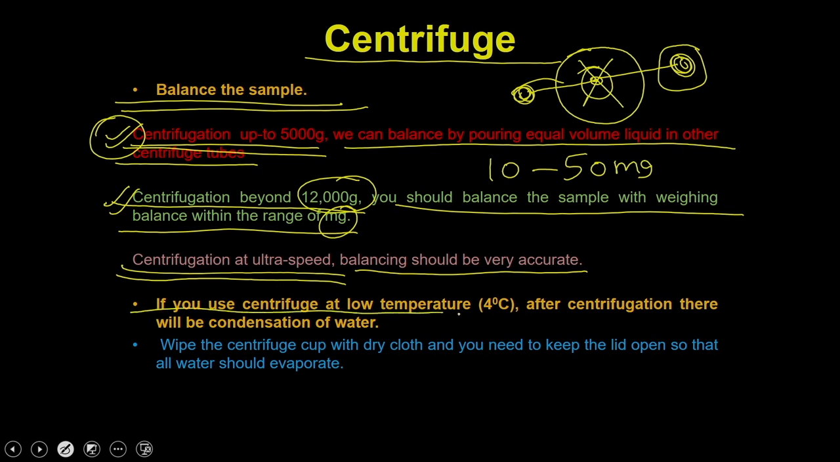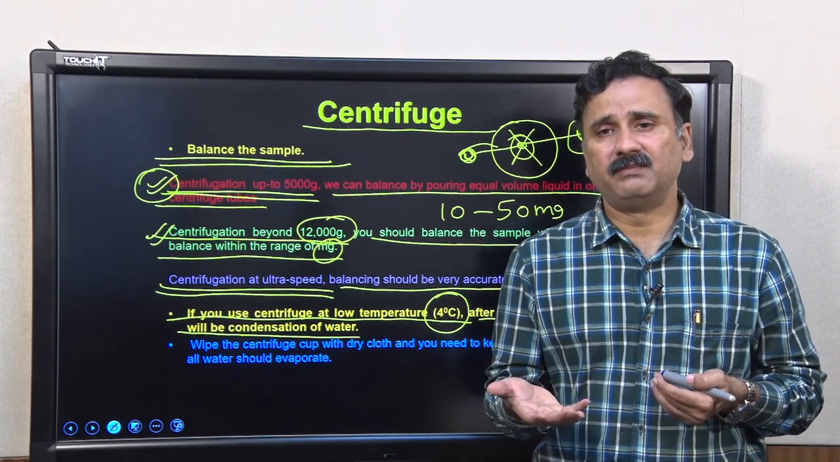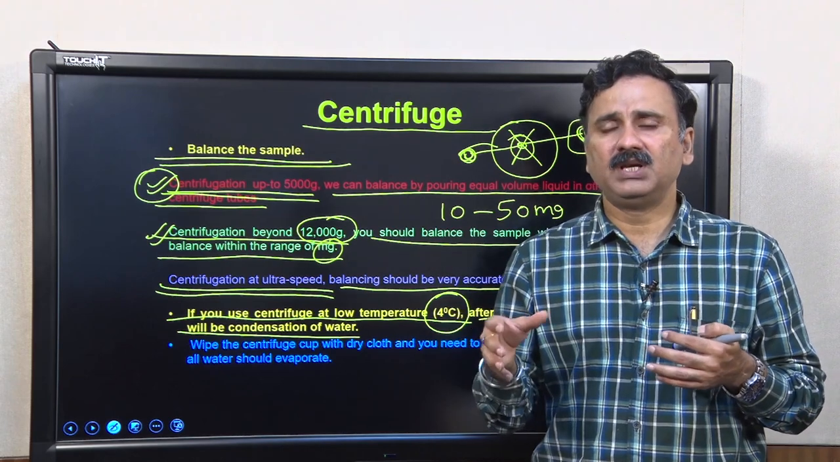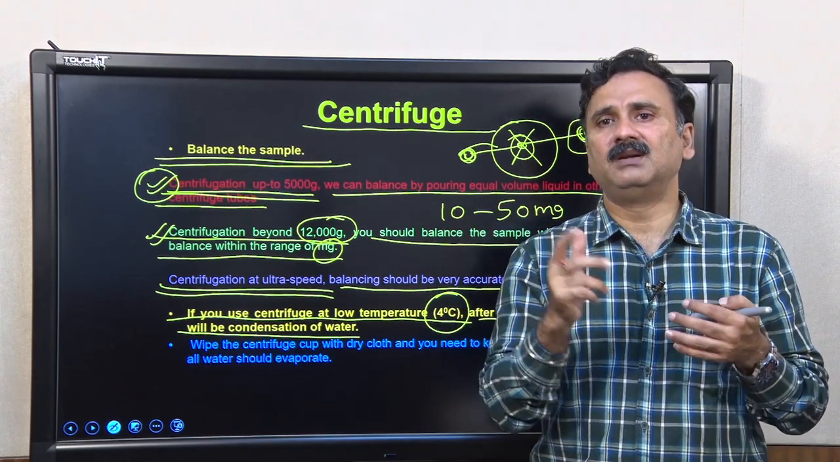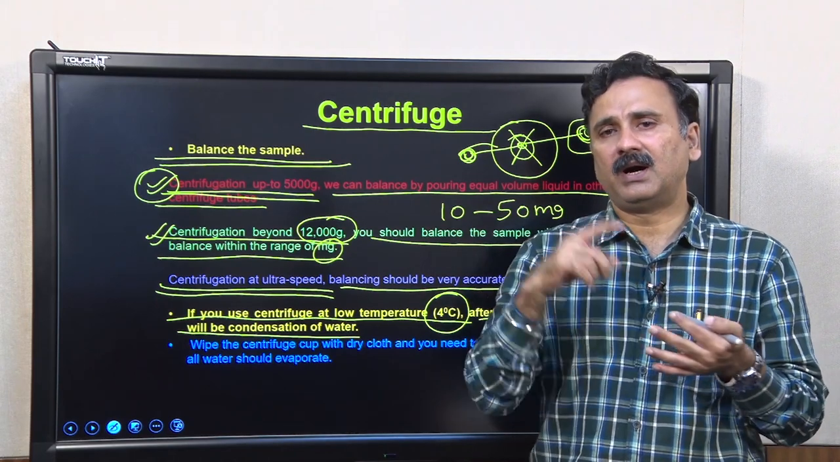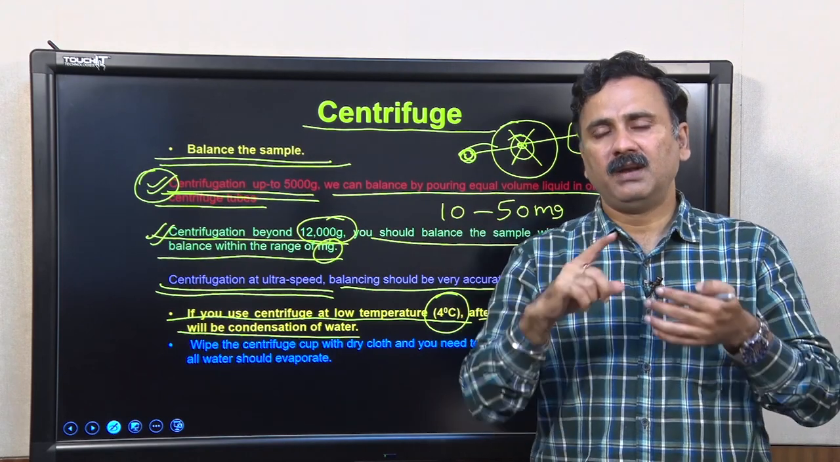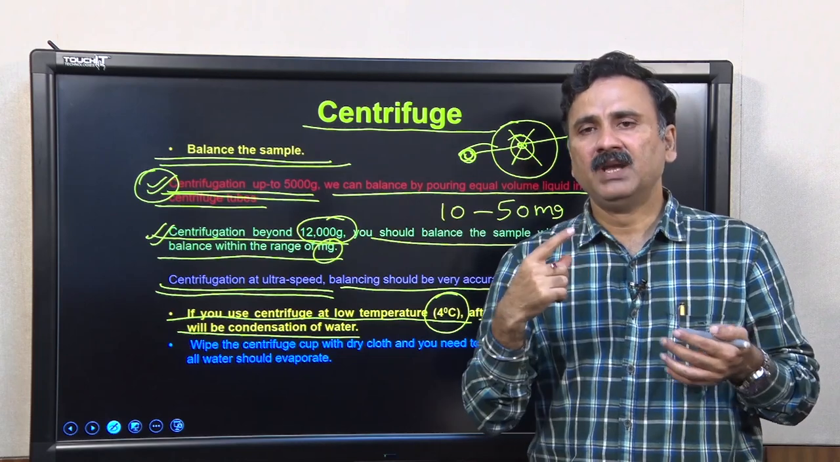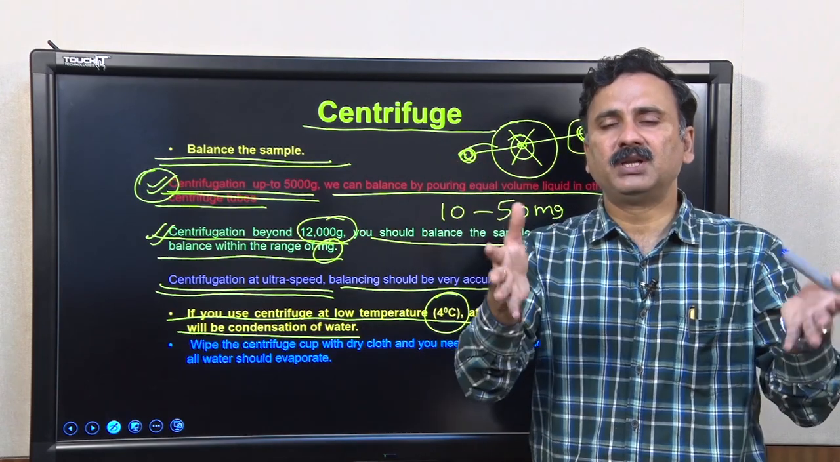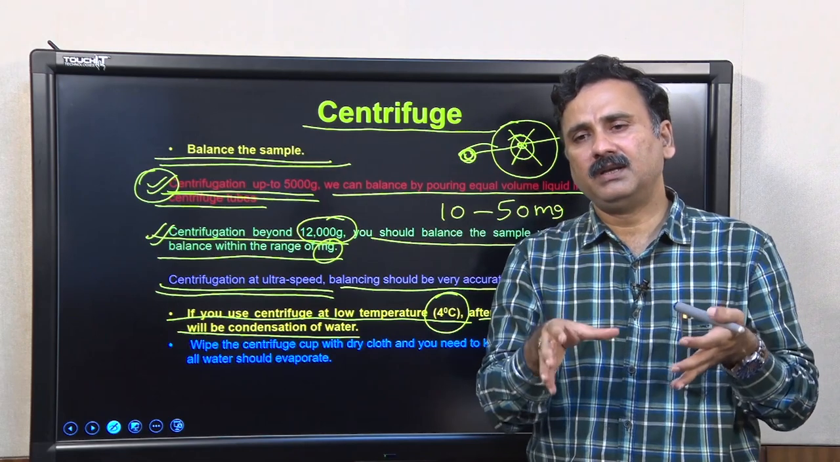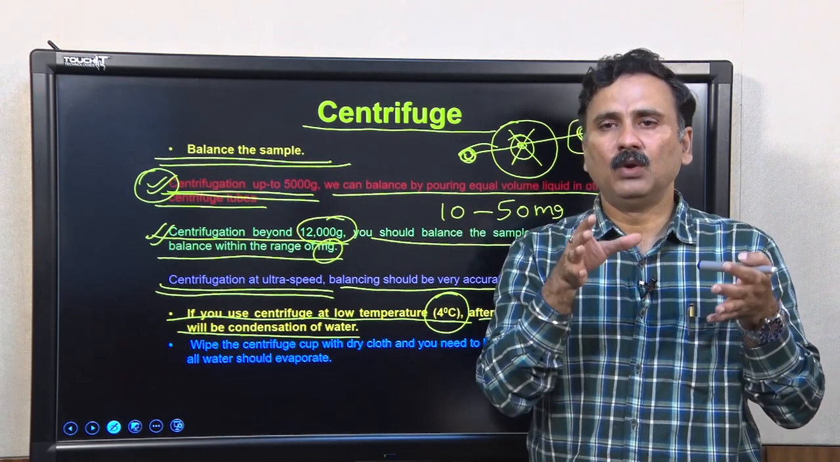If you use the centrifuge at very low temperature, like 4 degrees, after the centrifugation there will be a condensation of the water. If you are doing the centrifugation at a low temperature because your sample is sensitive to temperature, remember that when you do a centrifugation, you are going to increase the temperature of that particular chamber, because when you are spinning a rotor, the rotor is going to spin the air around it also, and the air causes friction, which increases the temperature of the rotor. So that's why it is important that you run the centrifuge at a very, very low temperature.